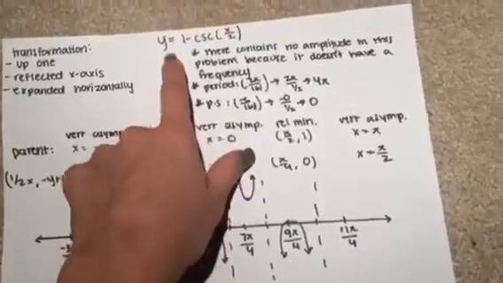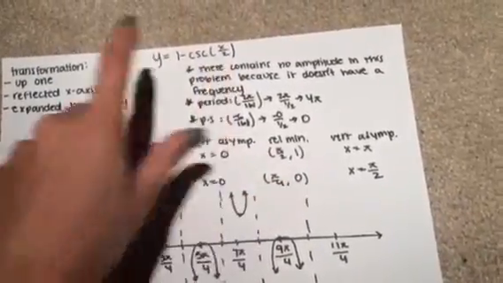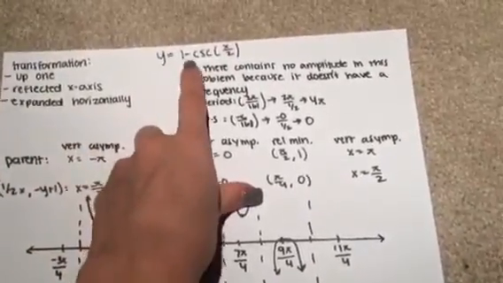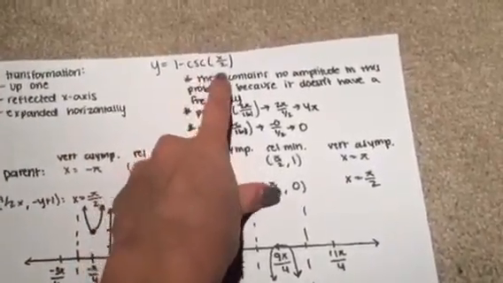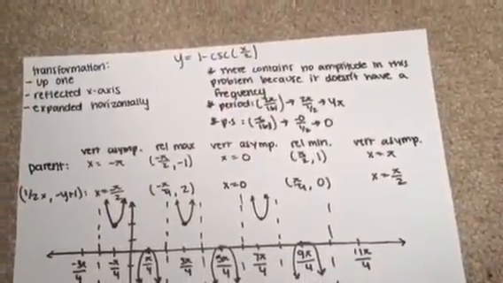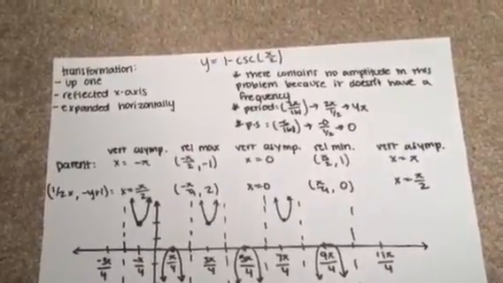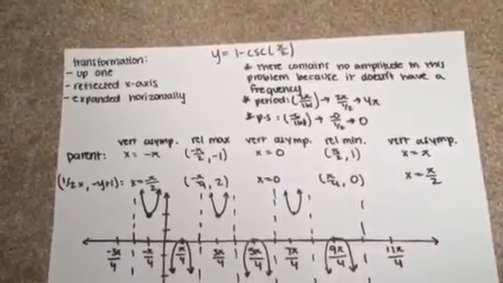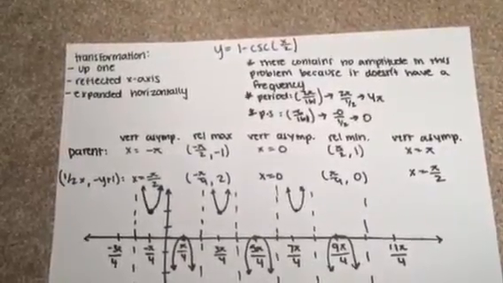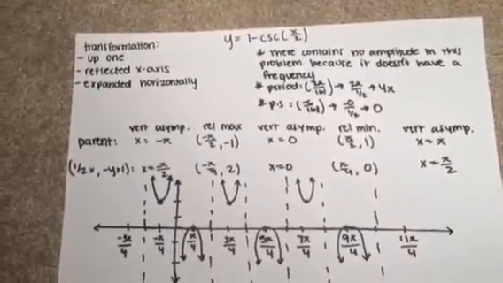Hi, my name is Mindy Mabry, and I'm going to be presenting to you how to graph this function. We are given y equals 1 minus cosecant of (x over 2). We looked and we found the transformations: up 1, reflected over the x-axis, and expanded horizontally. We then found that there is no amplitude because it doesn't contain a frequency. The period we found from the equation 2 pi over b, which equals 4 pi. We then found the phase shift from the equation -c over b, which equals 0.